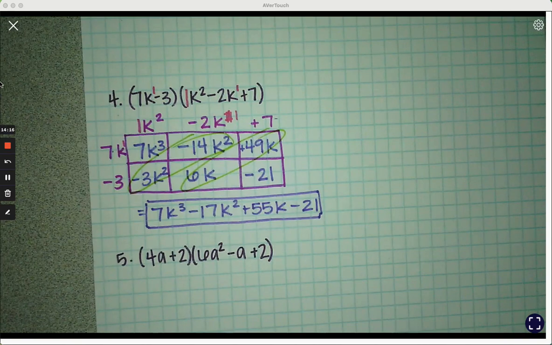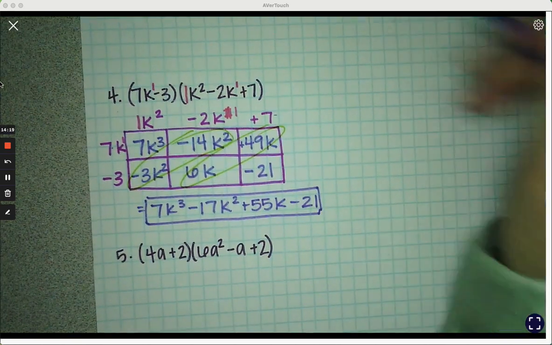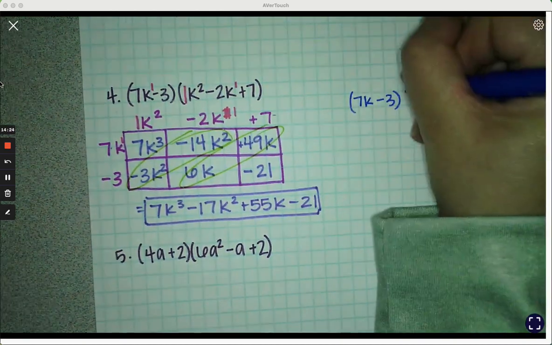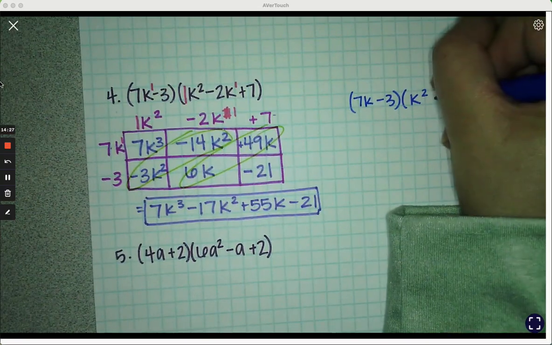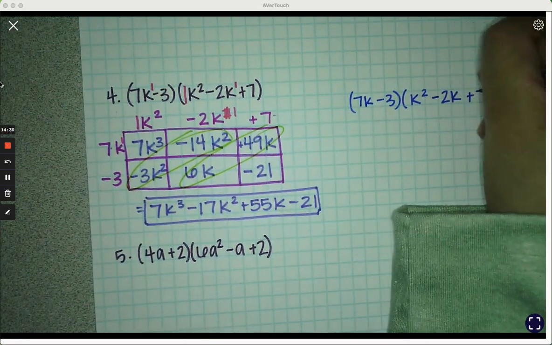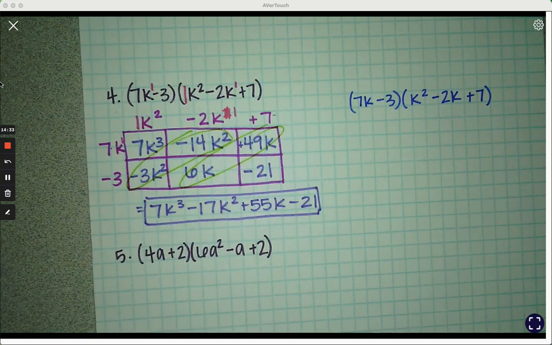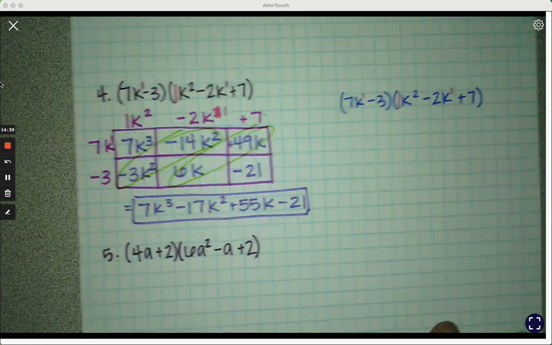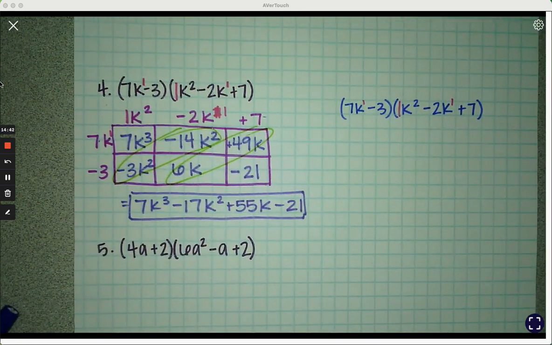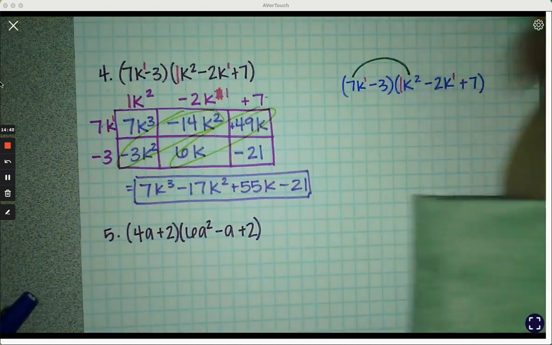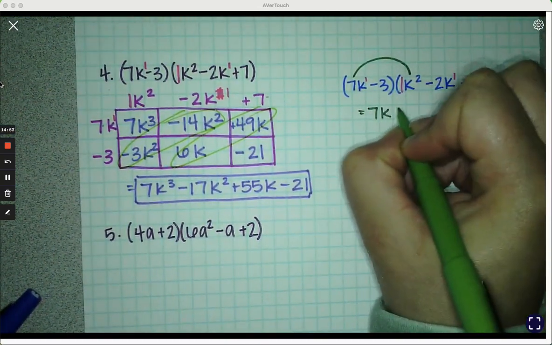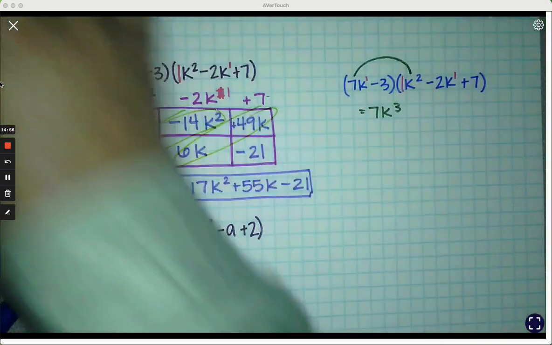Okay, so distributing, I'm going to rewrite it out so you can see everything. 7k minus 3 times k squared minus 2k plus 7, with exponent, coefficient, exponent, just so we can remember to add our exponents together. So first one, we'll distribute 7k times 1k squared, which is 7k cubed.